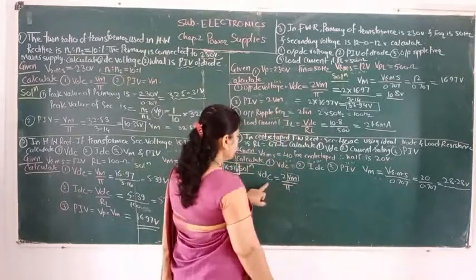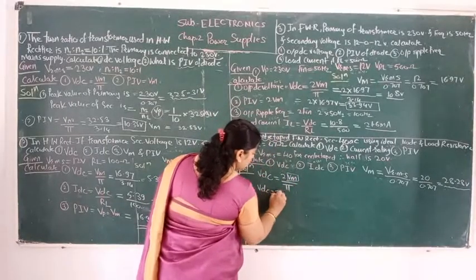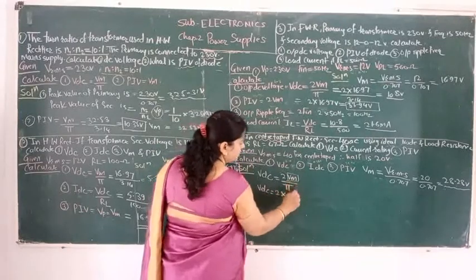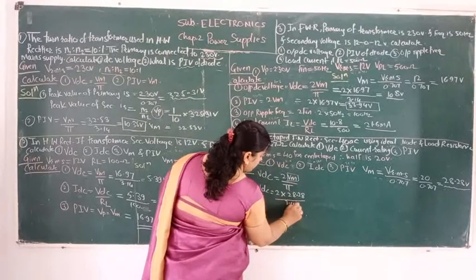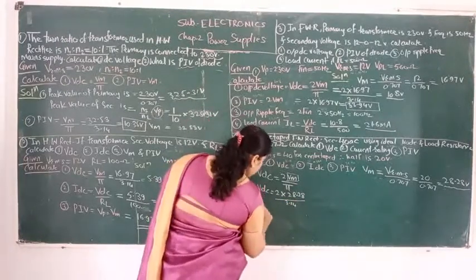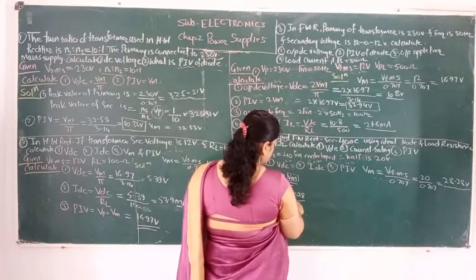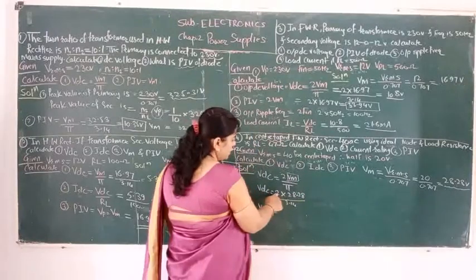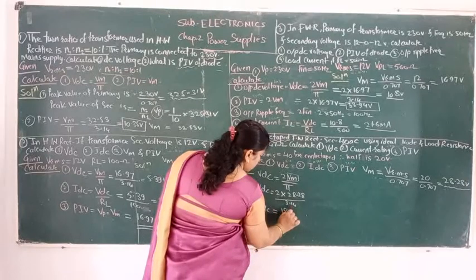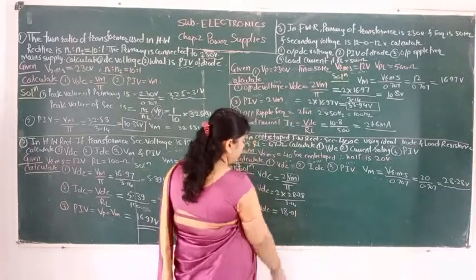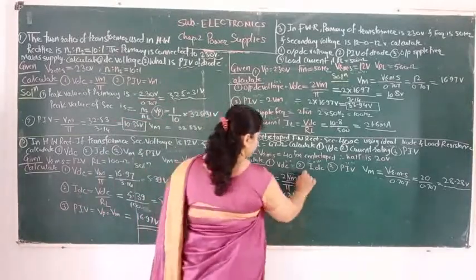So here we can calculate VDC is equal to 2 Vm divided by pi. Therefore VDC is equal to 2 into Vm, which is 28.28, divided by 3.14. Try to solve this: 28 into 28 into 2. After solving this you get the answer 18.01 volt for VDC first.